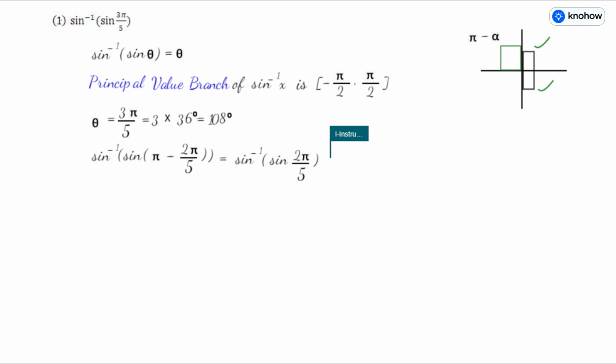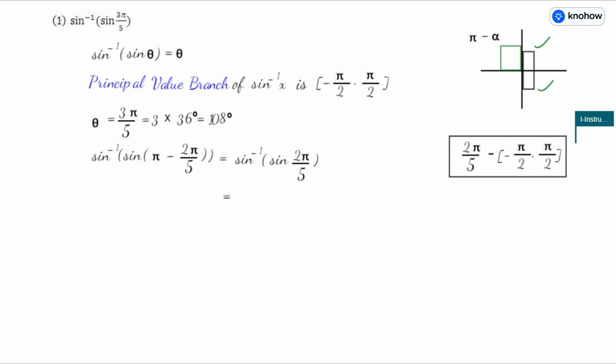And of course, 2 pi by 5, which is 72 degrees, lies in the interval negative pi by 2 to pi by 2. So for sine inverse of sine theta, I can write the property that sine inverse of sine theta is theta. And what is the value of theta for us? It is 2 pi by 5. So the final answer is 2 pi by 5.